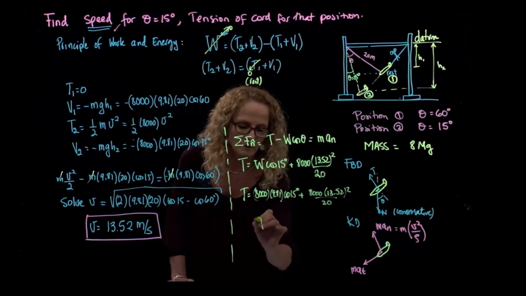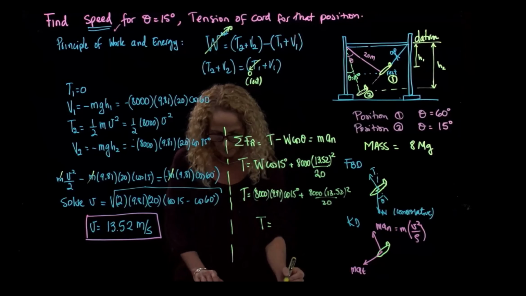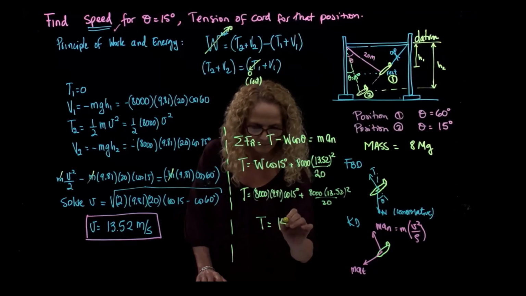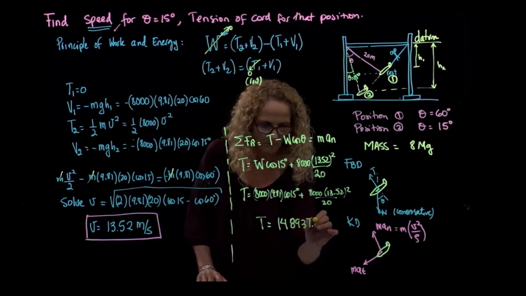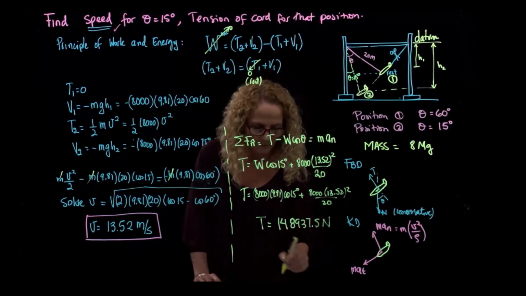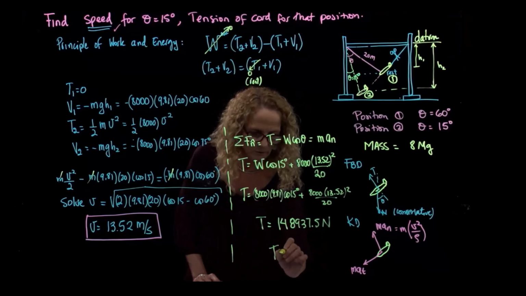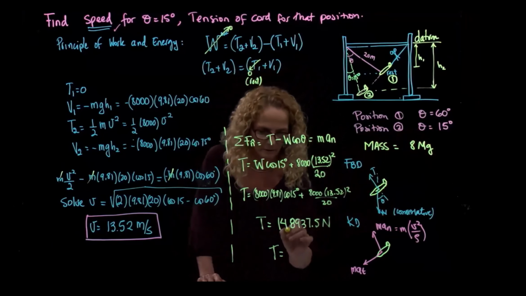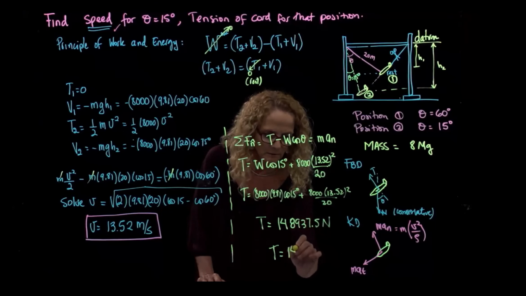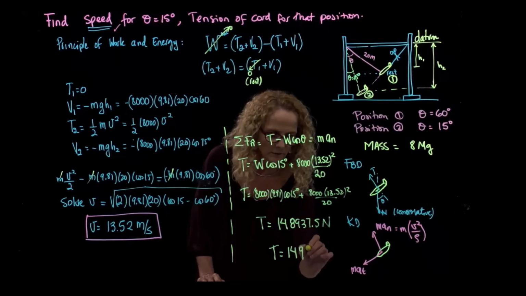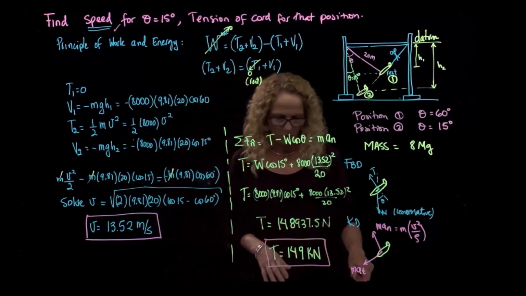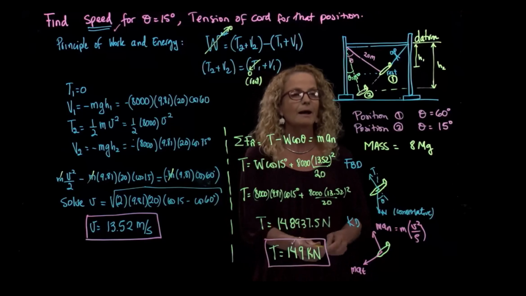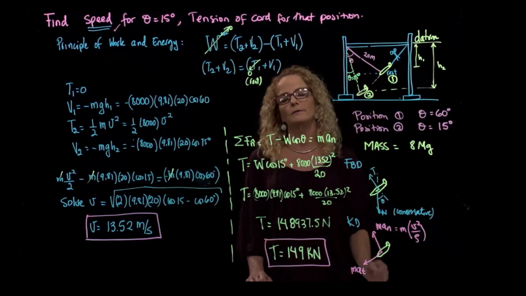So if you calculate that value, it gives you the result. Since it's a very big value, we can actually write that in kilonewtons. Since the mass was given in megagrams, we can take 3 significant figures and we can write something like that. So that will be the tension that the cable has in position 2, where the angle is 15 degrees.